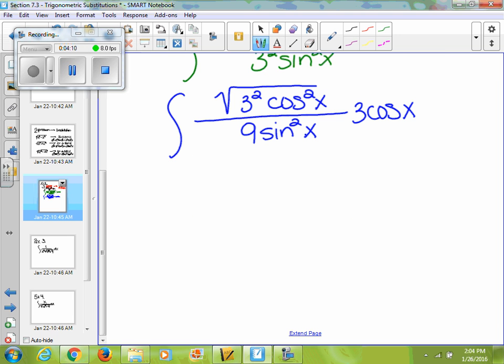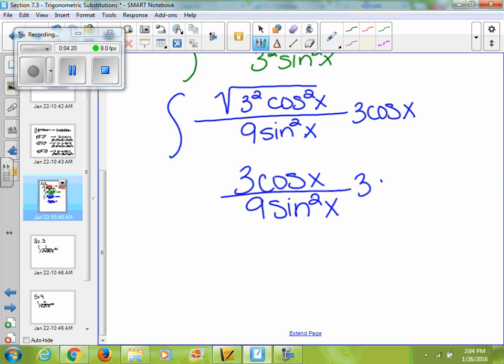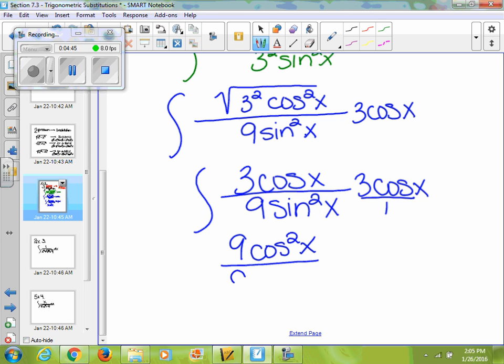Okay, well, the square root of 3 squared is 3. The square root of cosine squared is cosine. So I end up with the integral of 3 cosine of x over 9 sine squared of x times 3 cosine of x. If I then put this cosine over 1 and multiply my fractions, I get 9 cosine squared of x, because 3 times 3 is 9, cosine times cosine is cosine squared, divided by 9 sine squared of x.